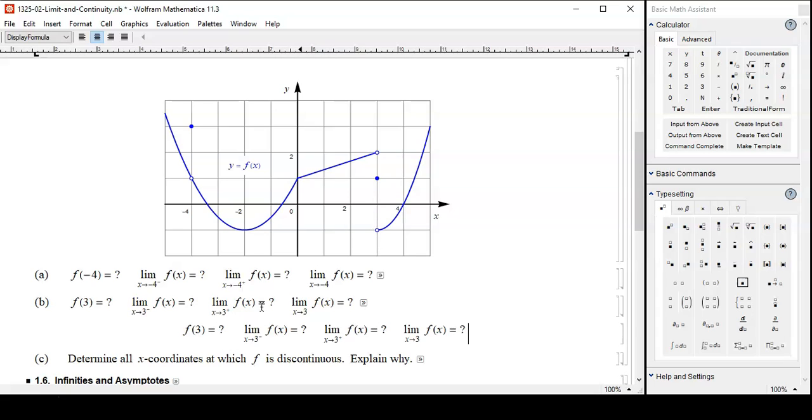Okay, at x equal to 3, what do you have? The function value is 1, this y-coordinate value. This is just a point property which has nothing to do with all the other x-coordinate values nearby. Now let's consider the left-hand side limit.